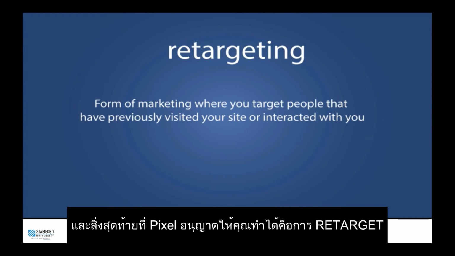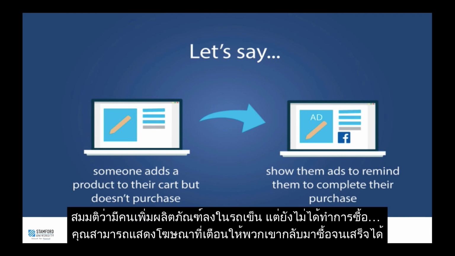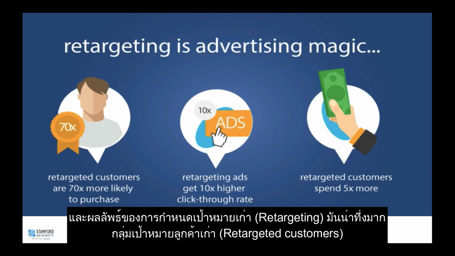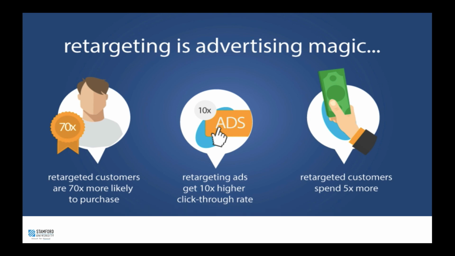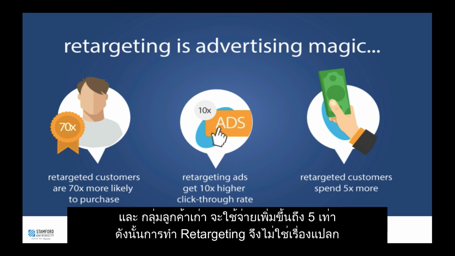And the last thing the pixel does, it helps you to retarget. Let's say a person adds a product to their cart, they don't purchase. You can then show them an ad later when they come back to their newsfeed. They'll be able to complete the purchase. And it's very, very effective. The high-level results of retargeting are phenomenal. Retargeted customers are 70 times more likely to purchase. Retargeting ads get 10 times higher click-through rate. And retargeted customers spend about 5 times more. So retargeting is absolutely a no-brainer.